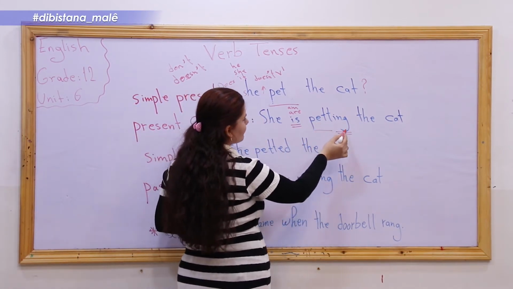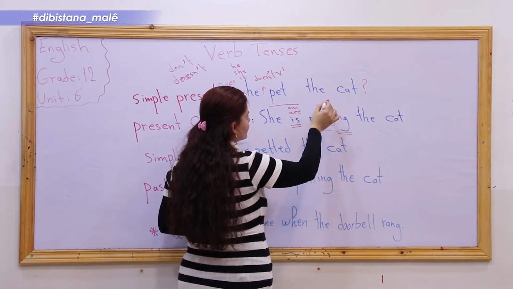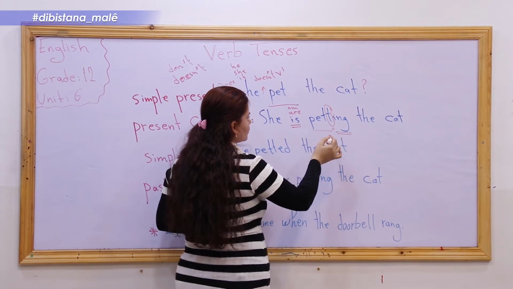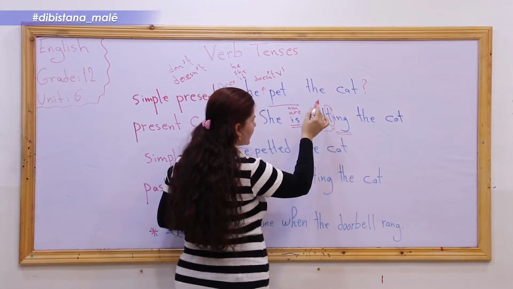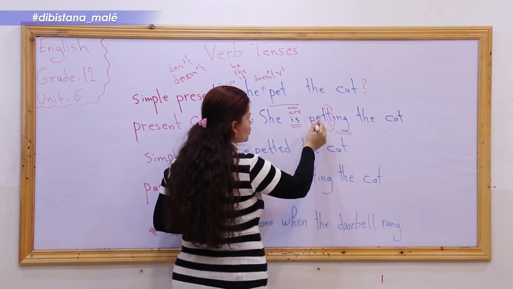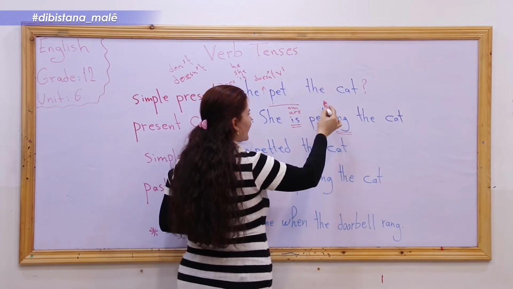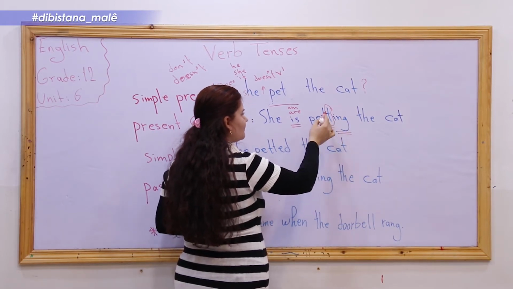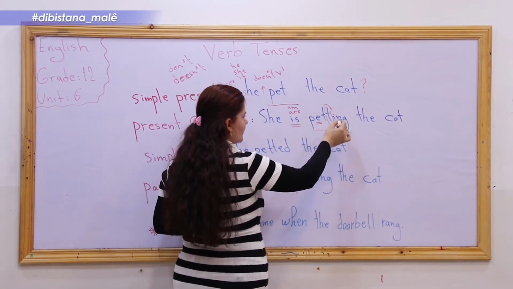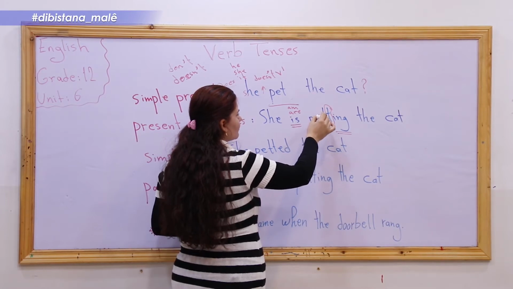Here, look at the painting. Here, we doubled T. We write T 2 times. Okay? Why do we write T double time? Because here we have one short vowel between 2 consonants. So when we add to our verb ing or any suffix, we should double the last consonant.